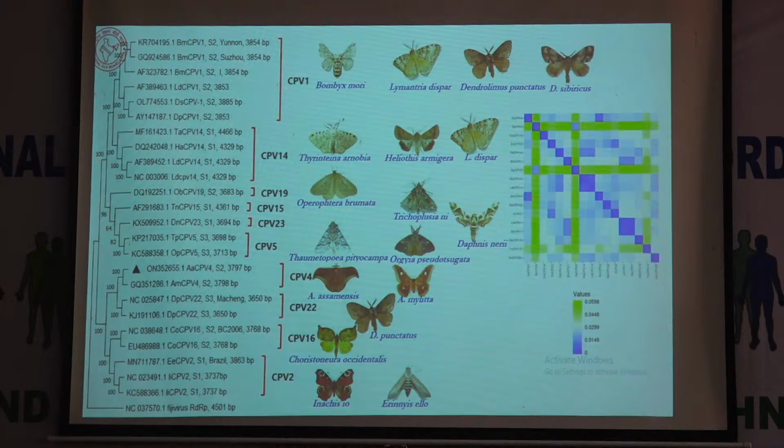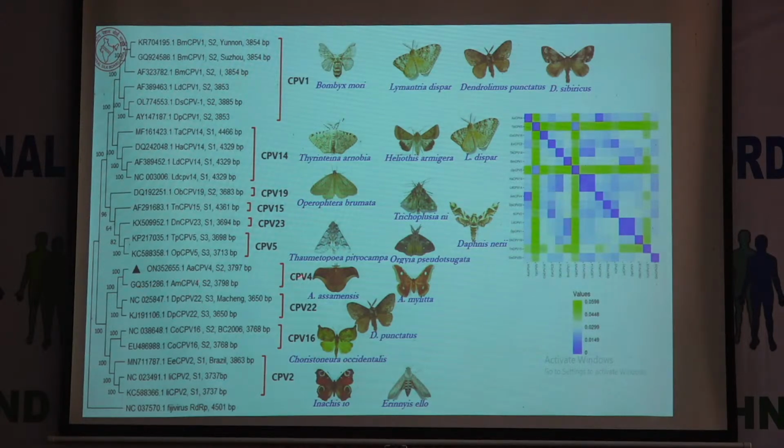There are 22 different kinds of cypovirus. Cypovirus 1 infects these. Cypovirus 4 affects so many insects. That is why all cypovirus 4 isolates form one clade phylogenetically, because during evolution they all came from the same ancestors. That is why we have them all in the same clade.